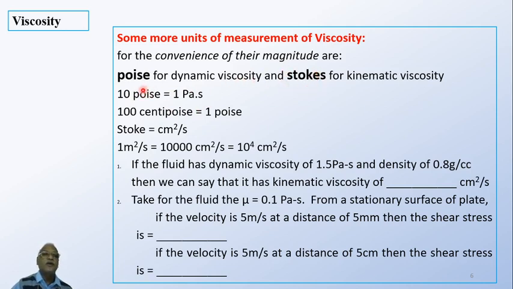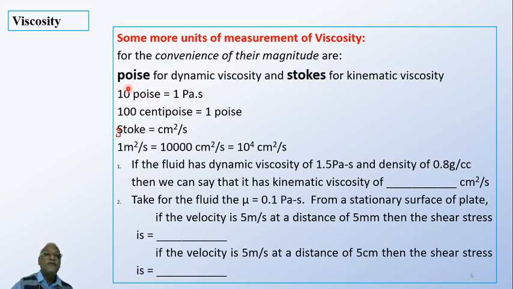Because of that, whenever we write the full-length unit, it has to be a lowercase letter p, and then here also there is a mistake. Stoke should be a lowercase letter. So I'll correct that. It is a smaller case letter. It should have been. Anyway, 10 poise is equal to 1 Pascal second.